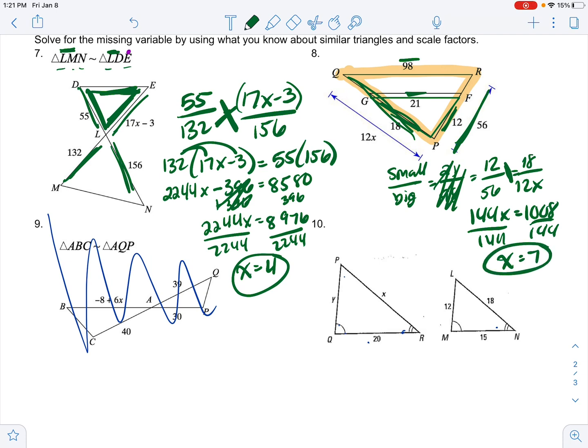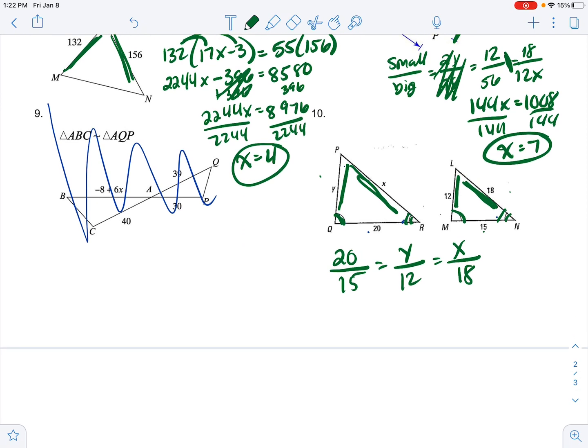Okay, we're going to skip number 9 and do the last one. I wanted you to see one where you're solving for 2 side lengths. So with 2 side lengths, I'm going to put this first triangle on top, the second triangle on the bottom. So I'm going to start with 20. 20 is between 1 mark and 2 marks, that guy. 1 mark to 2 marks would be 15. Then I'm going to do y. Y is between 1 mark to no marks. 1 mark to no marks would be 12. And then x is between no marks to 2 marks. So no marks to 2 marks would be 18.